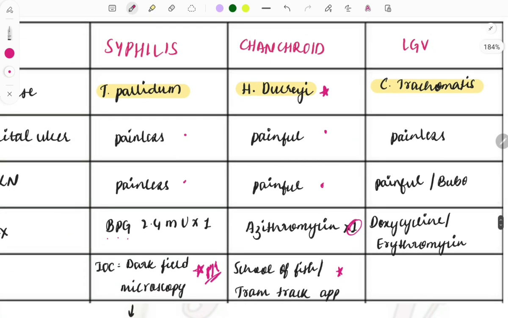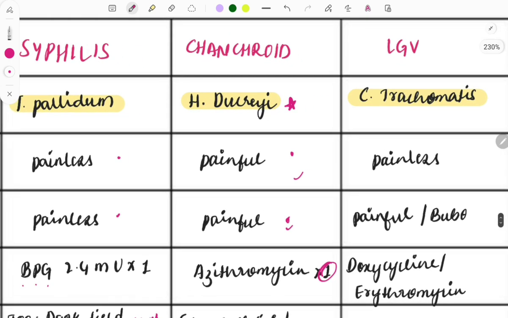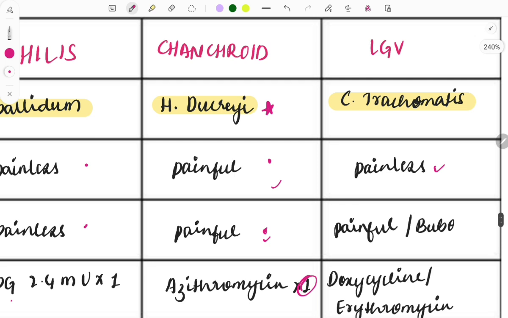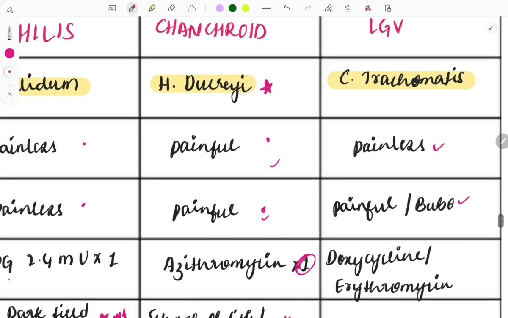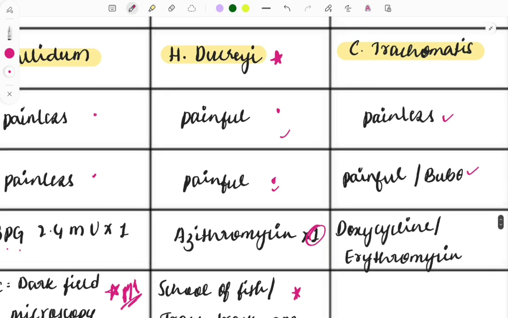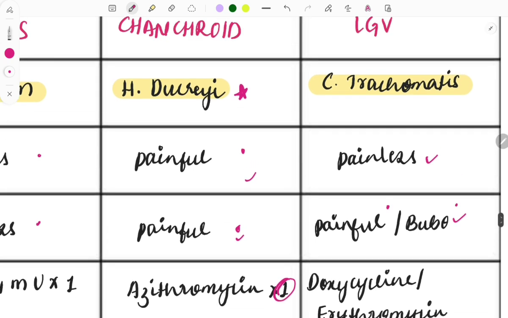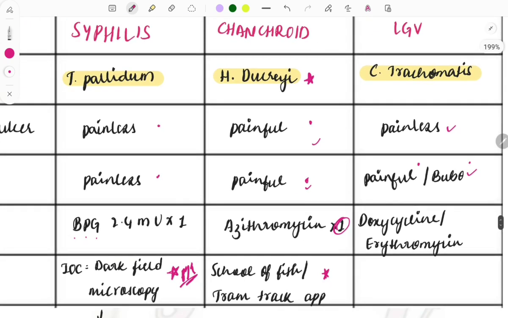इसमें थोड़ी सी चेंजेस हैं, मतलब सिफिलिस में both were painless, शंक्रोइड में both were painful, but in case of lymphogranuloma venereum one is painless, one is painful. तो जो genital वाले हैं that is painless, but जो inguinal वाले हैं मतलब lymph node है उनकी swelling हो जाती है, so it will be painful, and this is also called as the inguinal bubo. Okay, and this is the feature seen with this LGV, and you need to remember this.